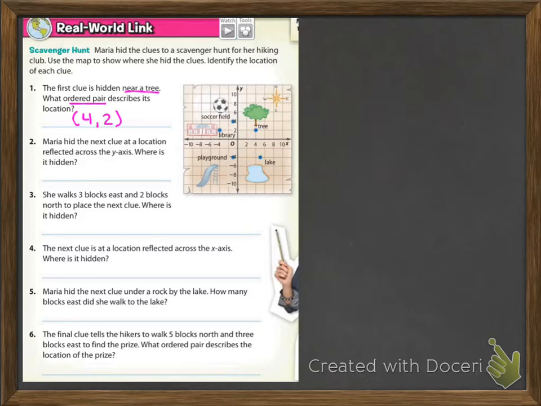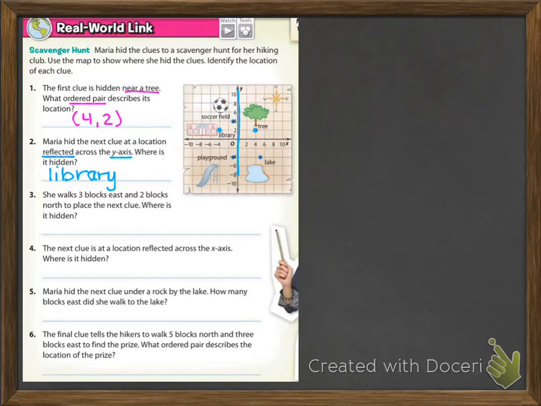The next one says Maria hid the next clue at a location reflected, we need to underline reflected, across the y-axis, also important. Where is it hidden? So we're thinking about it being reflected across the y-axis, which means this line right here, and it's reflected from the tree, which is over there to the right, so now we're going to see that that's going to be the library. Okay, so it's going to be hidden at the library, and that's all they need you to do there. You don't need to actually list the ordered pair.